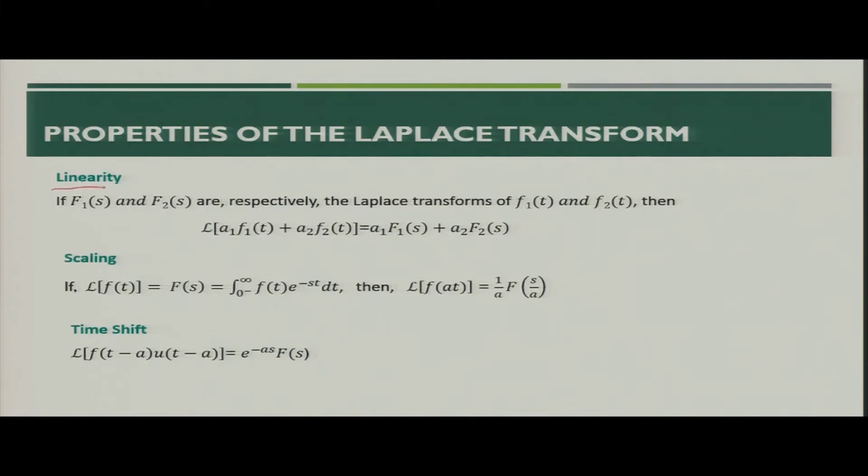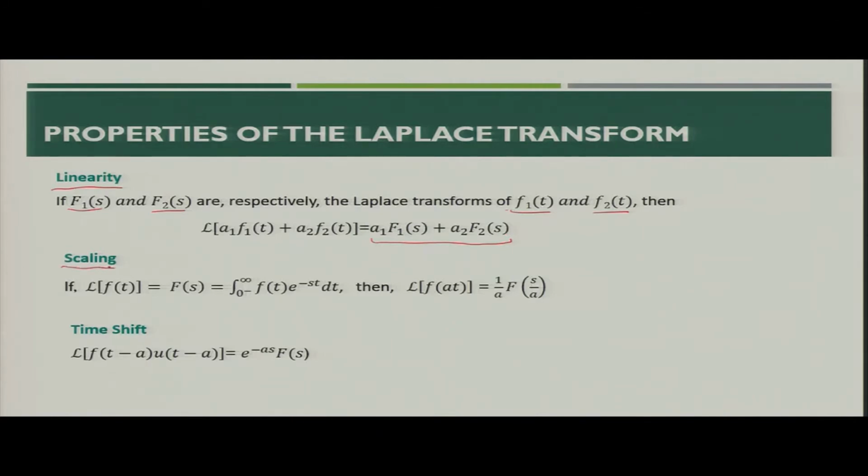We discussed linearity. We demonstrated that if the Laplace transforms of f1(t) and f2(t) are F1(s) and F2(s), then for their linear combination a1 f1(t) plus a2 f2(t), the Laplace transform will be a1 F1(s) plus a2 F2(s).